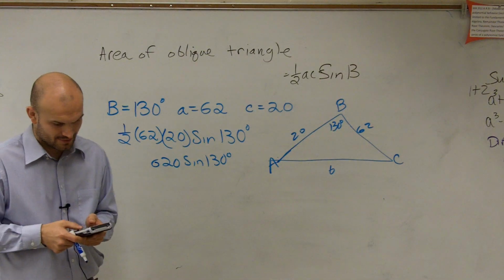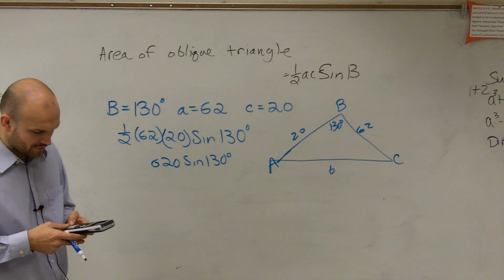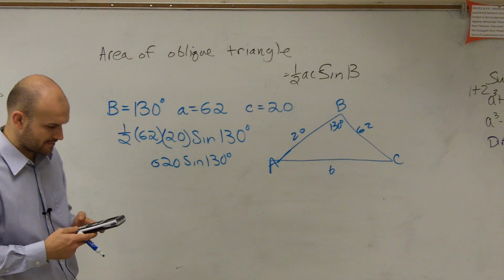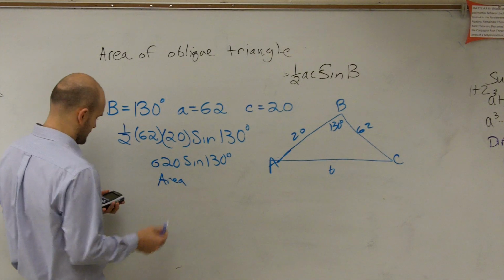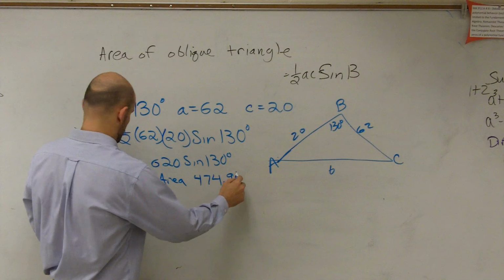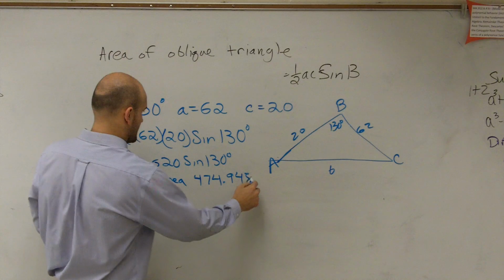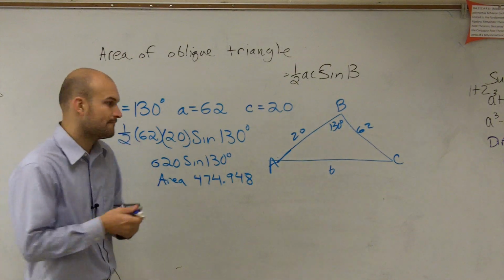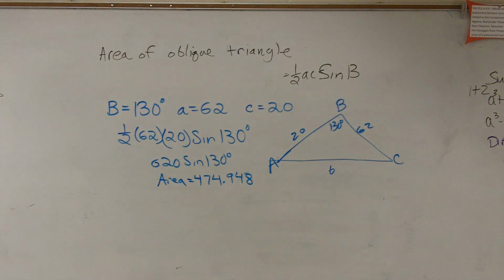Oh, it's in degree mode again. So I have the sine of 130, and then times 620. So therefore the area is going to be 474.948. And there you go. That's it. I had to convert this back to degree mode. That's it. You just take out part of the formula.